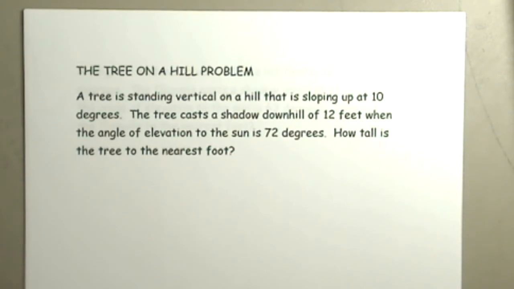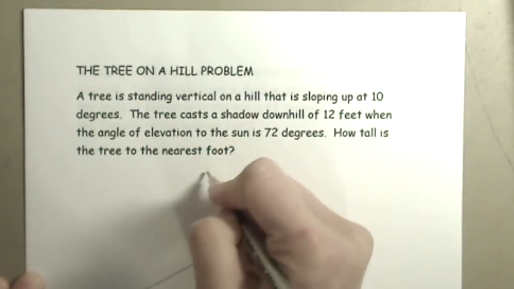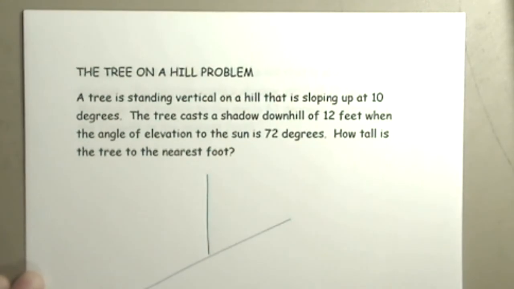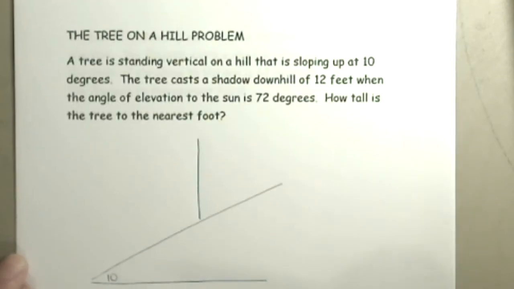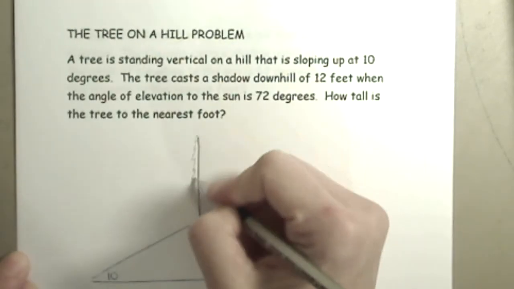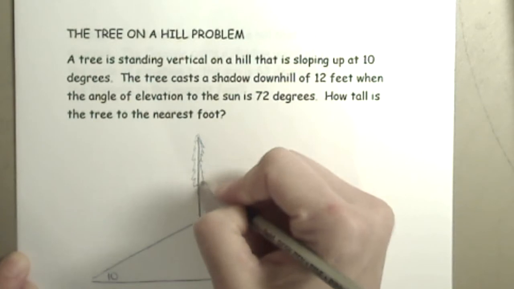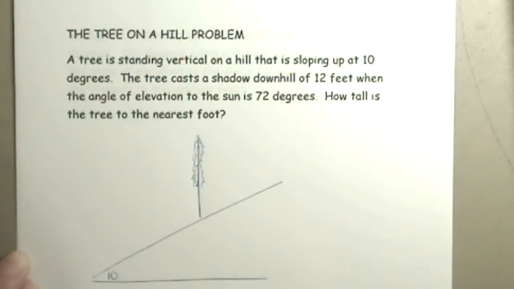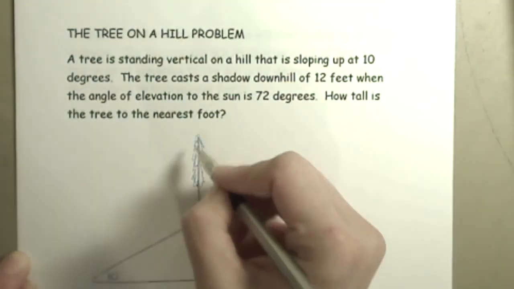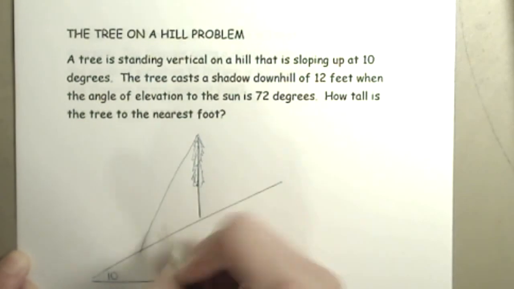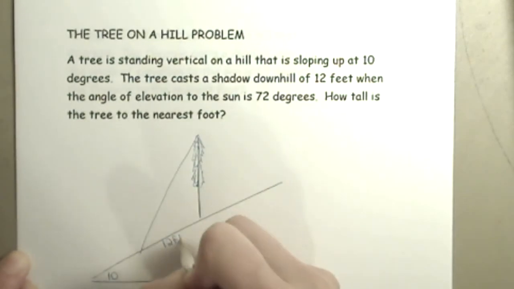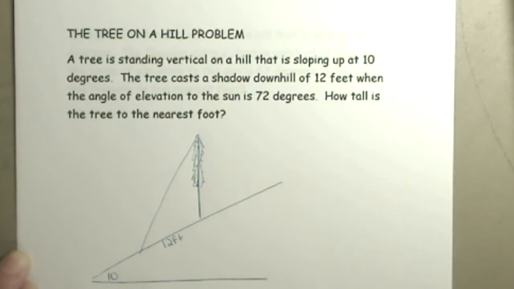This first one says a tree is standing vertical on a hill that's sloping up at 10 degrees. So I'm going to draw my hill sloping up at 10 degrees and my very tall skinny tree, just for purposes of making this easier to solve. I'll pretend it's some kind of evergreen. The tree casts a shadow downhill, so the shadow goes down the hill and is 12 feet long when the angle of elevation to the sun is 72 degrees.